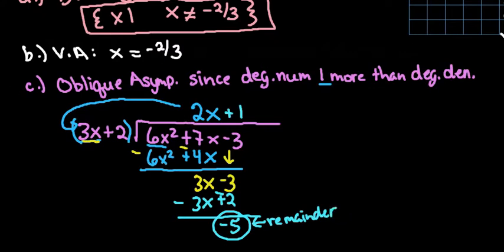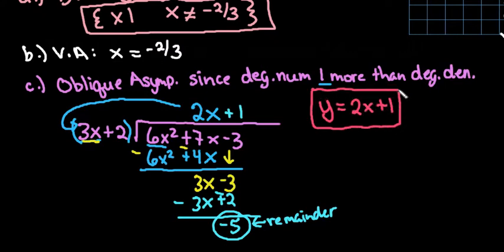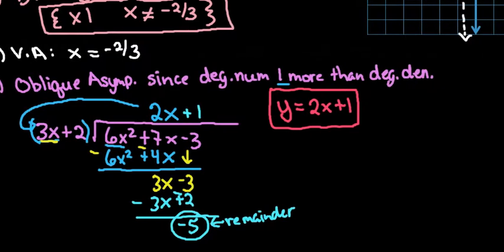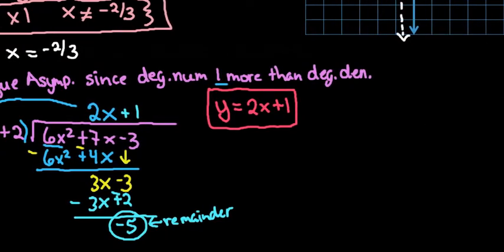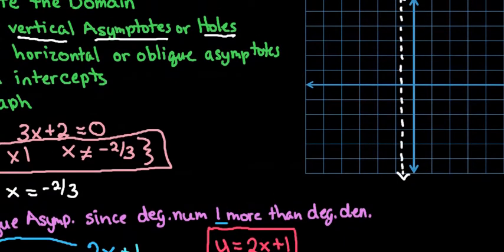So when it asks for the oblique asymptote, it's going to be at y equals 2x plus 1. Okay, so this is a slanted asymptote, and like I said, your graph can cross it. This one doesn't happen to, but it can cross it.